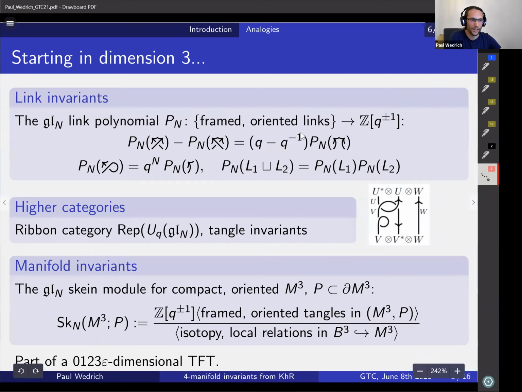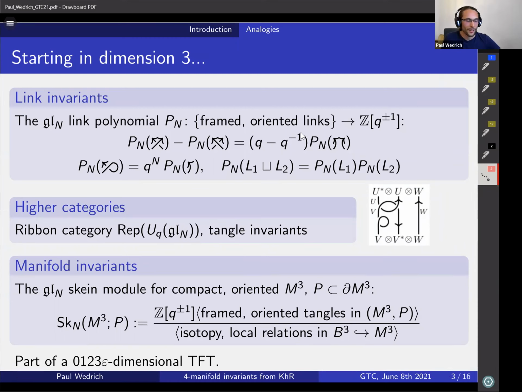that differ by such a kink removal. And under disjoint union, this invariant is multiplicative. So this is a link polynomial that is completely determined by local relations. Whenever you have such an invariant, you can ask whether it extends to a tangle invariant. And here the answer is yes. The conceptual home for these tangle invariants is the ribbon category of finite dimensional representations of the quantum group associated to GLN.